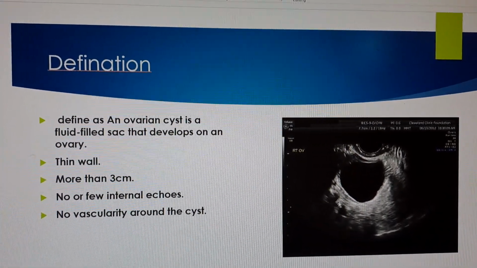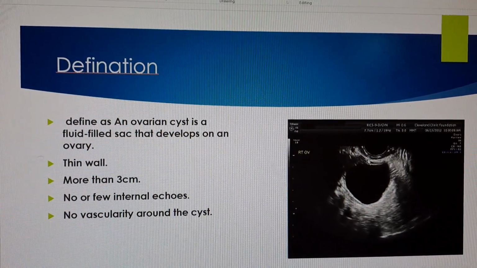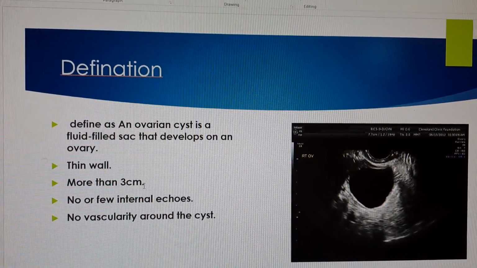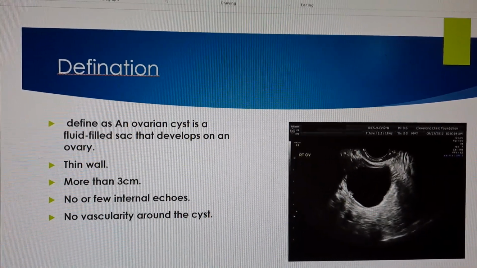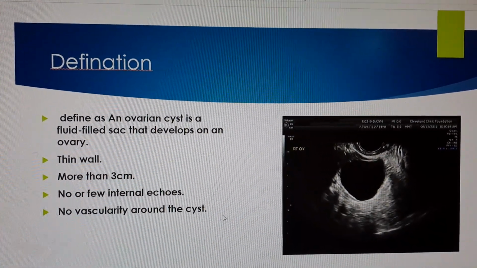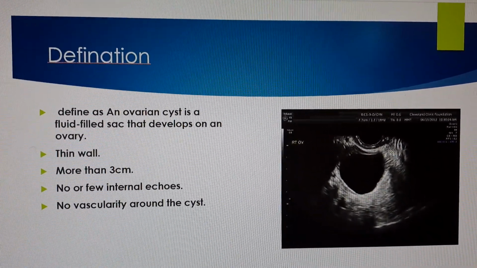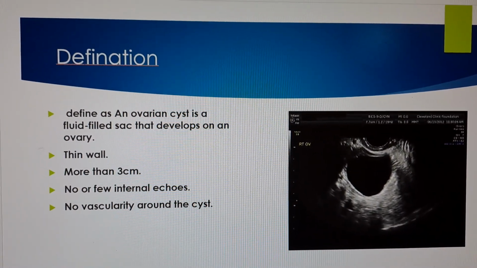On ultrasound you have to see a thin line, thin like a wall, and the cyst is measuring more than 3 centimeter, having no internal echoes or only a few internal echoes, not too much, and there is no vascularity around the cyst on the Doppler study.